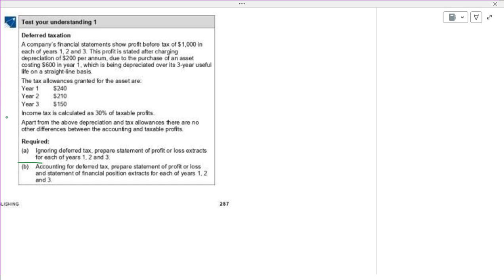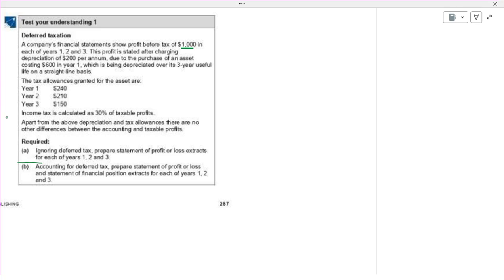How much is the accounting profit? Accounting profit is 1000. Is it right? Depreciation is how much? 200. How much are they providing as an allowance? 240. Fine. Next, based on this, first we have to see how it is going to happen with respect to the capital allowance of 240.